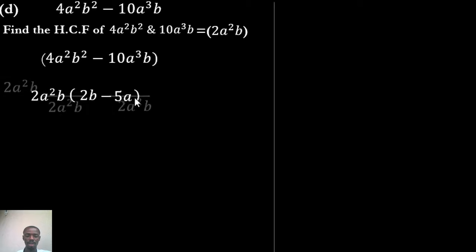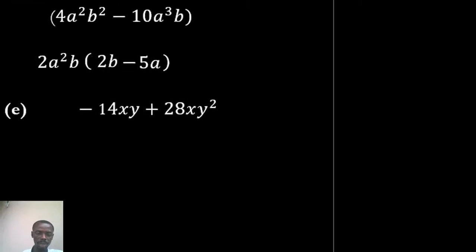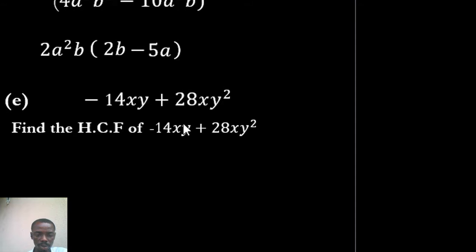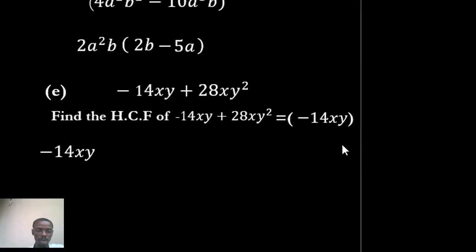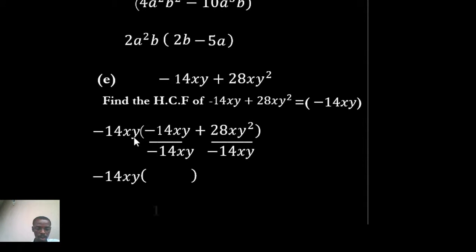Now for the next example, I'm having minus 14y plus 28y squared. How does that work? We'll find the HCF of minus 14x and 28xy, and my answer here is minus 14xy. That is what I've decided to use. Okay, so let's divide the two terms by our factor. So just 1 here. This cancels this, we're having 1, because negative cancels negative becomes positive.